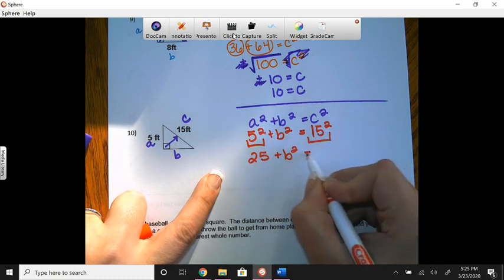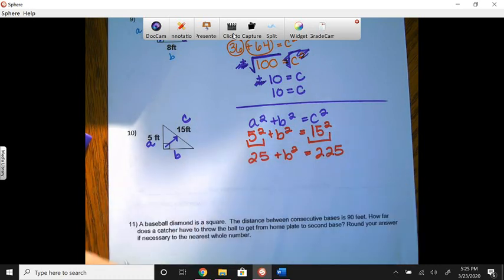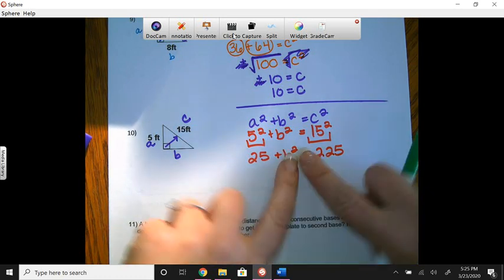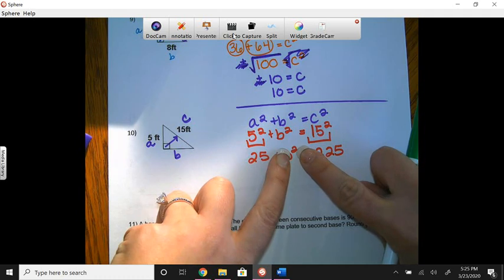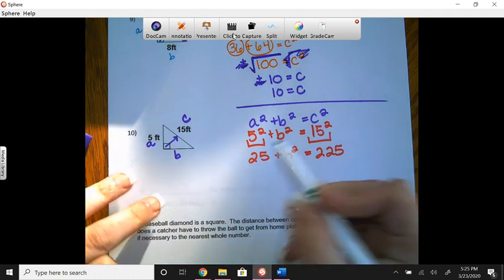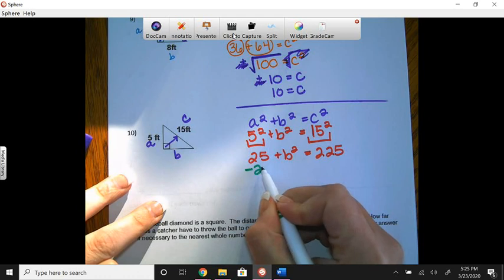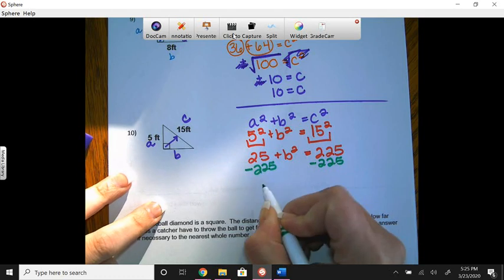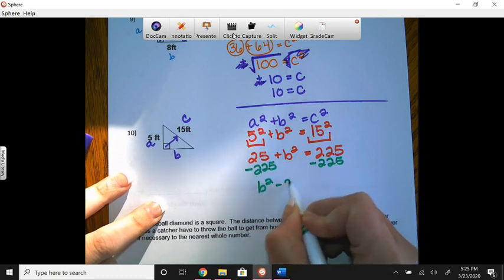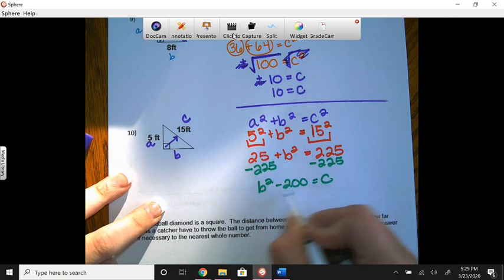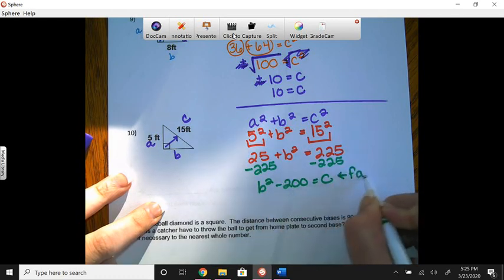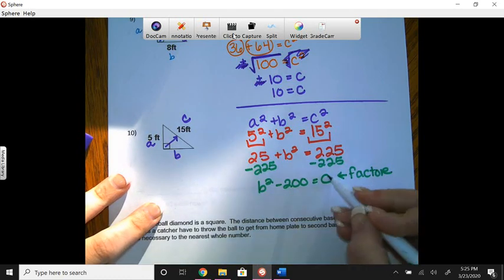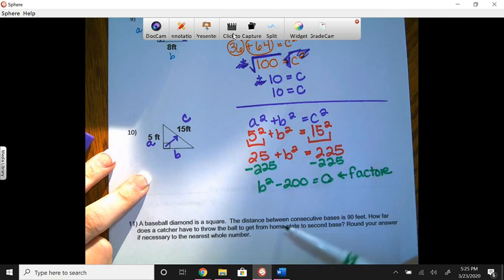15 squared is 225. And we want to solve for B, so because there's an exponent higher than 1, normally what we did was we would do minus 225. And we would have b squared minus 200 equals 0, and we would try to factor this. So that's one way to solve an equation where the highest exponent is 2, is to set it equal to 0 and factor.